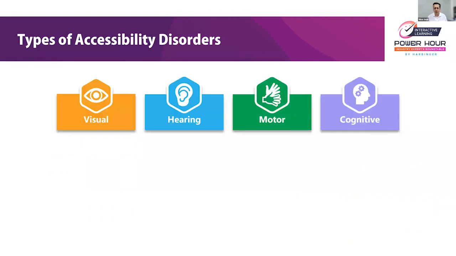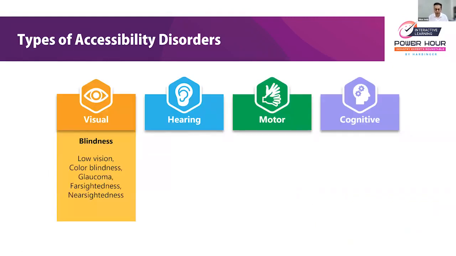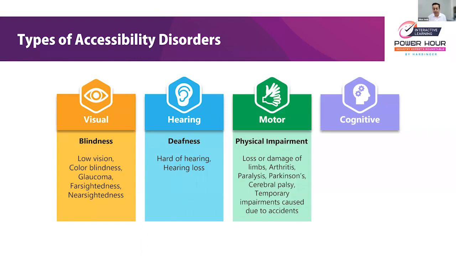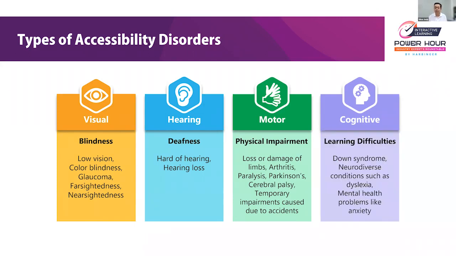The list of disorders is quite long. First, you have the visual disorders, and there's a whole list of those you can see here. And then come the hearing impairments. Apart from vision and hearing, you also have physical impairment. So this could be loss or damage of limbs, arthritis, paralysis, Parkinson's, and so on. And then there are other types of learning difficulties or cognitive difficulties. People have dyslexia, for example, or various mental problems like anxiety that come in the way of learning effectively.